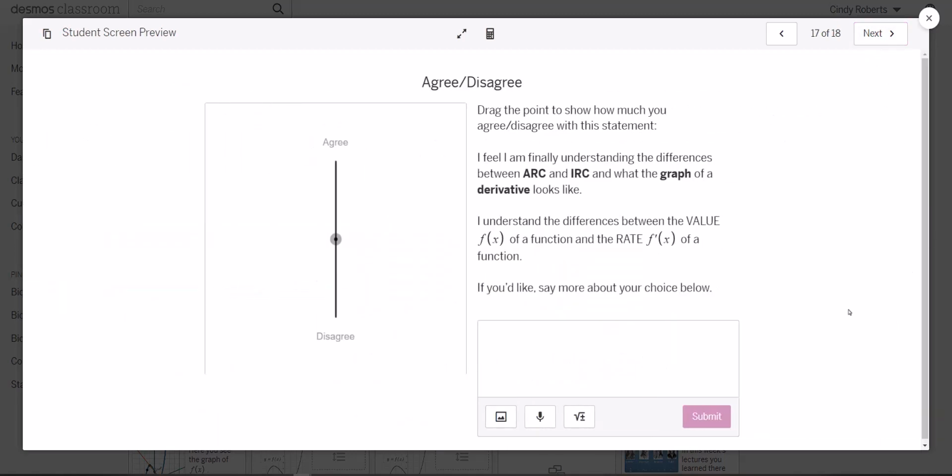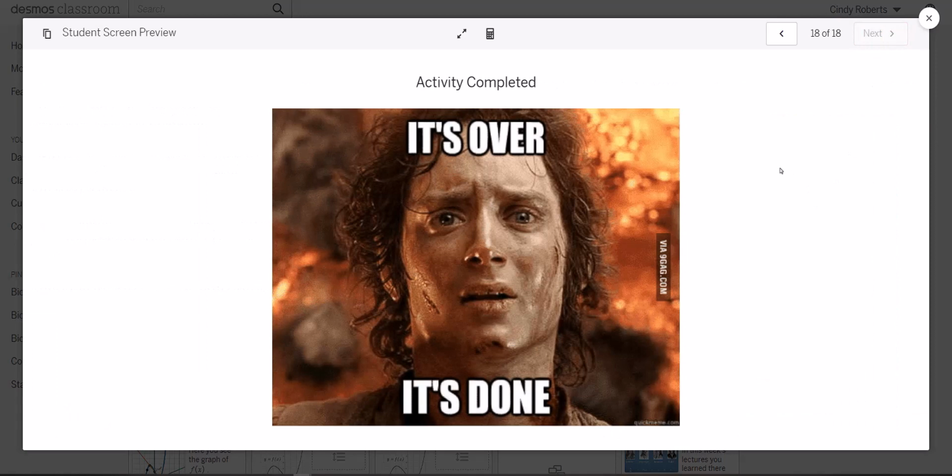Let me know how you're feeling. Are you understanding the difference between the ARC secant line and the IRC tangent line, all that kind of good stuff? Are you understanding the difference between function and rate, the derivative? And don't worry, in group work, we will definitely go over these. So once you're done, remember, just close the activity and I'll be updating grades.